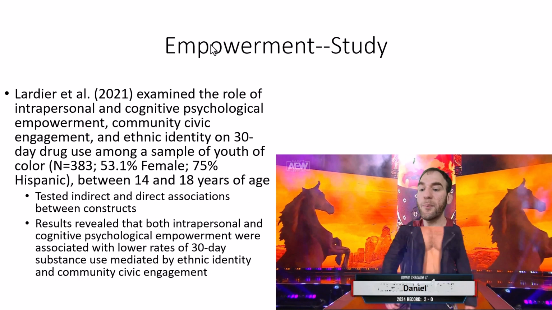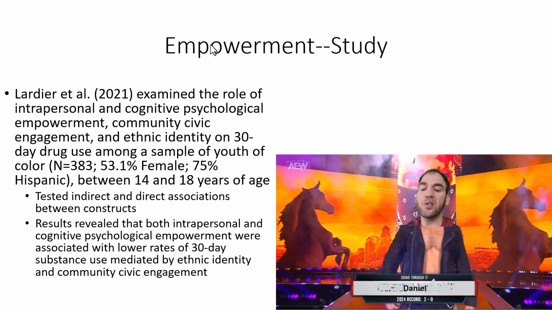Looking at a specific example, Lardier in 2021 examined the role of intrapersonal and cognitive psychological empowerment, community civic engagement, and ethnic identity on 30-day drug use among a sample of youth of color, about 75% Hispanic, between the ages of 14 and 18 years.